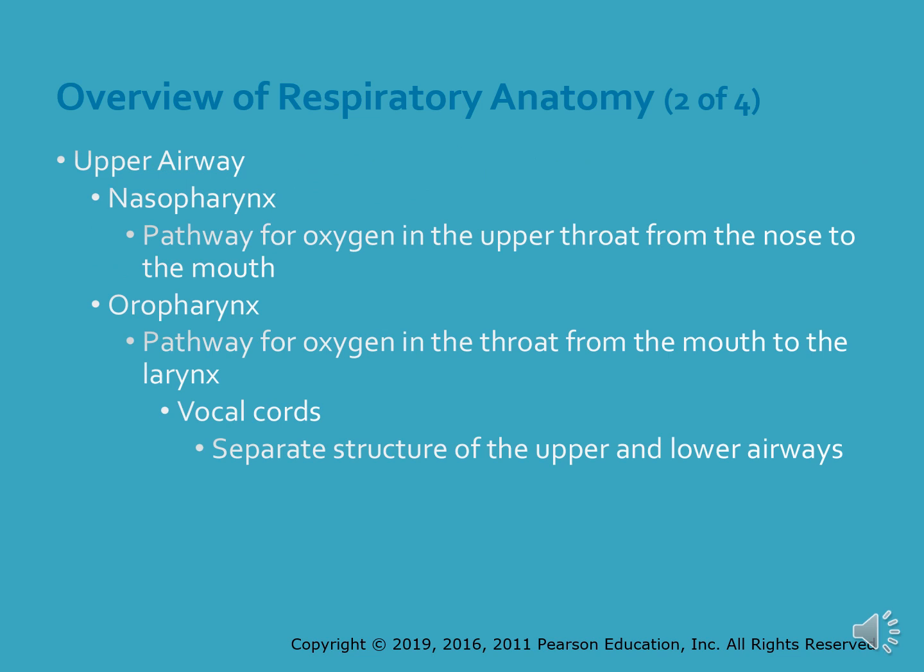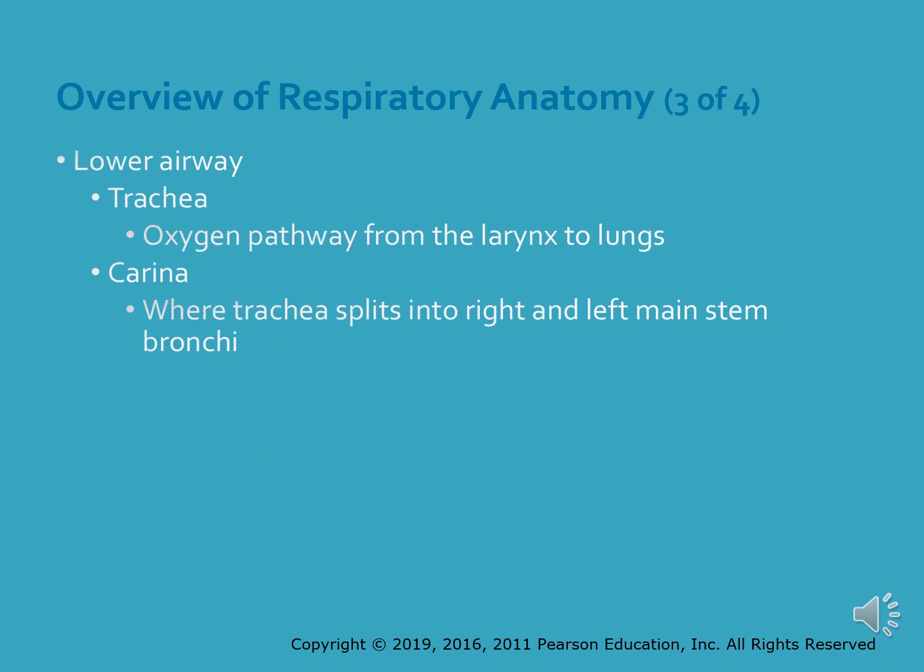Remember, the upper airway has the nasopharynx, which is the pathway for the oxygen in the upper throat from the nose to the mouth. And then the oropharynx, which is the pathway for the oxygen in the throat from the mouth to the larynx, which is where the vocal cords are, which separates the structure of the upper and the lower airway. Then you have the lower airway, which has the trachea, which is the oxygen pathway from the larynx to the lungs, and then the carina, where the trachea splits into the right and the left main stem bronchi.